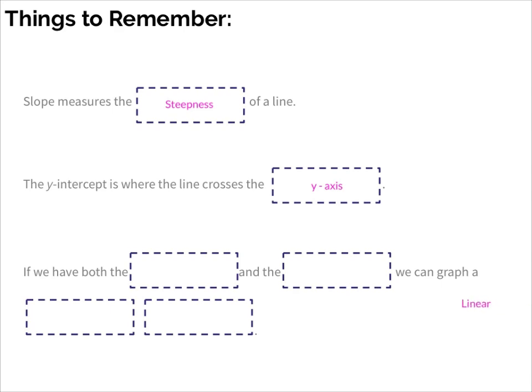If we have both the slope and the y-intercept, we can graph a linear function. Although we've learned that we can plug things into our equations and figure out what the x's and y's are to plot an equation, we can also plot our equation on a graph if we have only the slope and y-intercept. Let's see how that's done. Now let's take a look at the different parts of our linear function and how they help us graph with the slope and y-intercept.